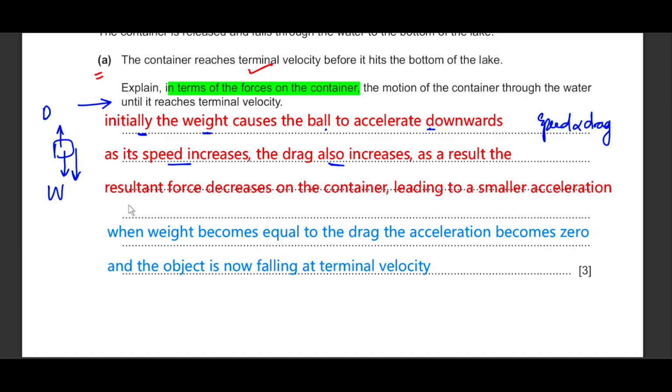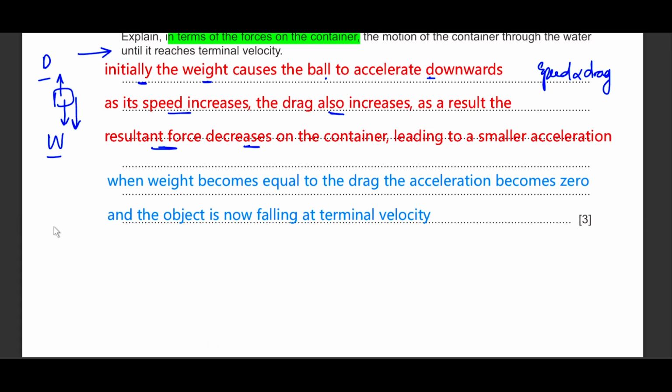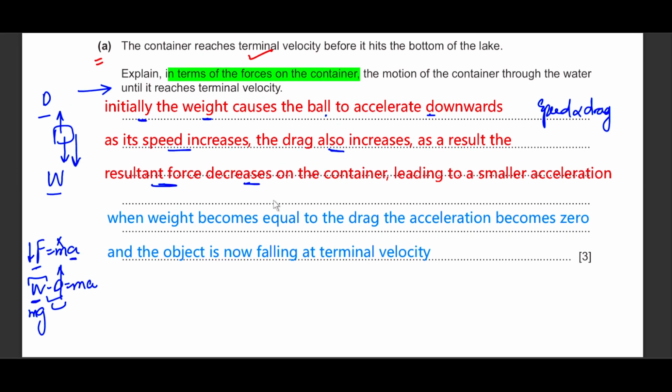Because of this, the resultant force decreases, because the resultant force in this case will be F equals ma. F is weight minus drag equals ma. The weight is not changing because that's mg. The drag is increasing with the passage of time. So if you take away a larger and larger number from the weight, you are left with a smaller resultant force. Since the mass is not changing, the acceleration must decrease. And that's the full summary of the whole question.